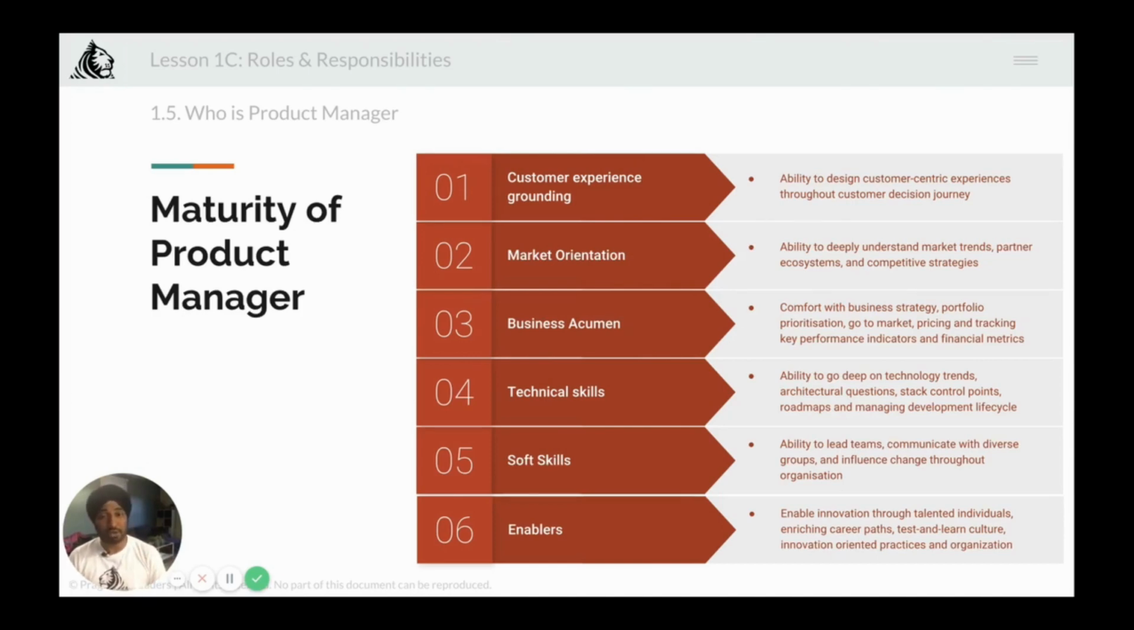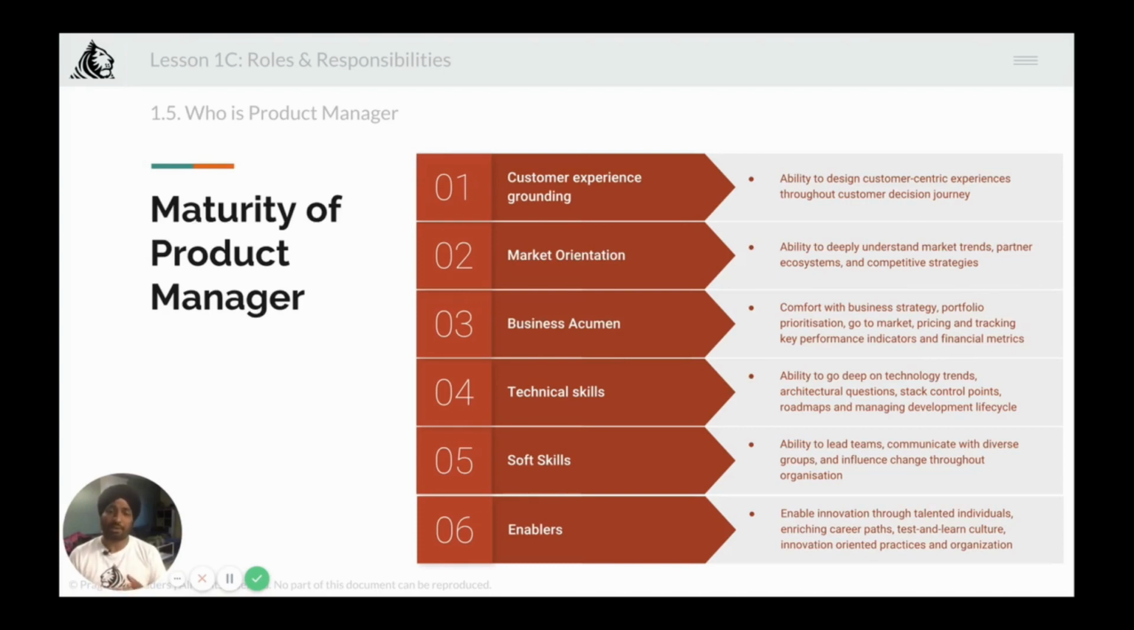You need to be very, very good with soft skills. And I can't emphasize this enough. You need to be very good with soft skills because a product manager typically will be the communication hub. He'll be the one communicating requirements across different functions. And hence, you should be able to communicate very clearly and be able to address issues proactively.